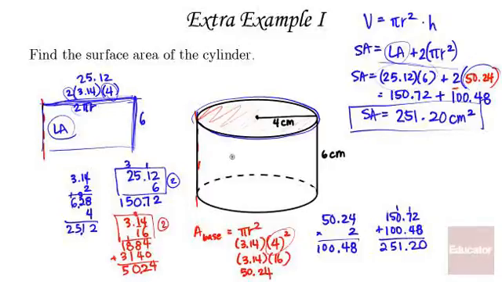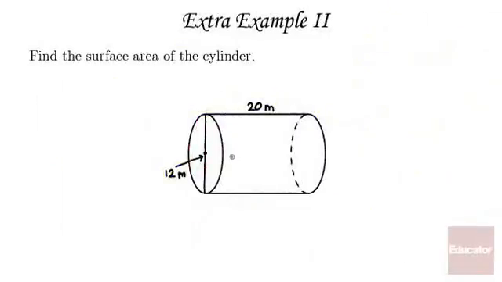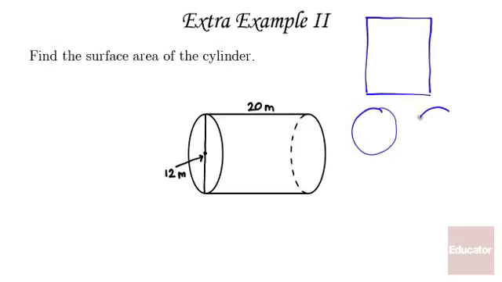Okay, let's do a couple more examples. Find the surface area of the cylinder. Now, for this one, let's go ahead and draw out our net. Meaning I'm going to draw out my rectangle, which is that label that wraps around the can. And then my 2 circles. Okay. So first, let's find the area of that rectangle.